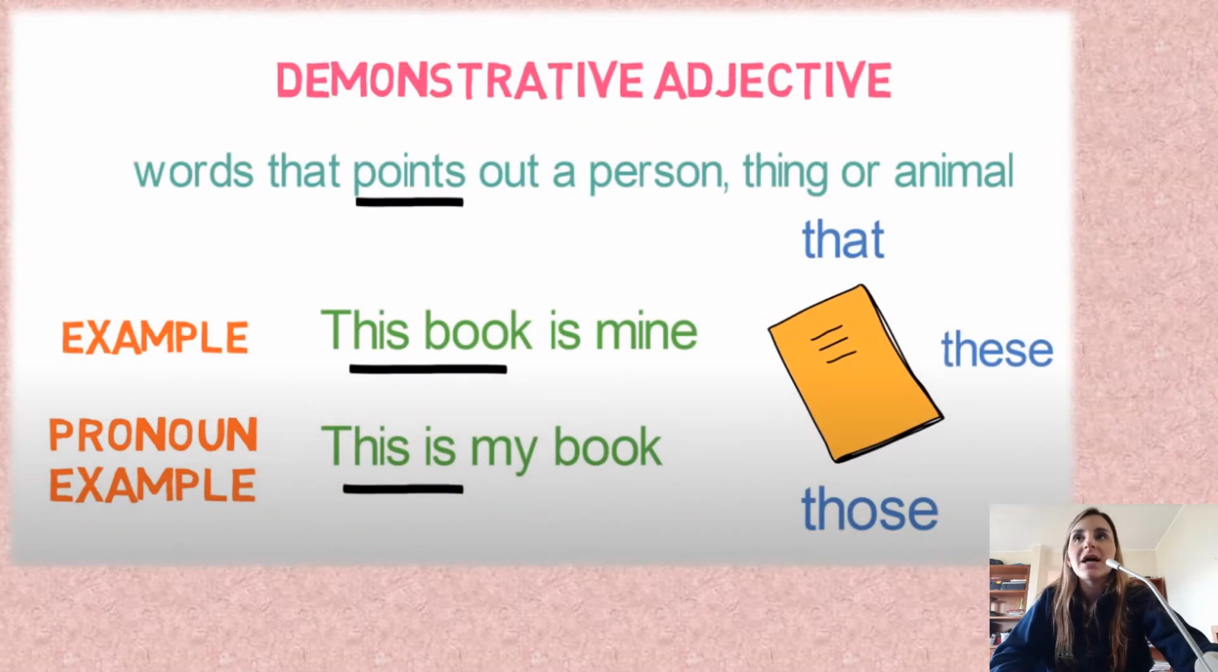Here we are going to study right now the demonstrative adjectives, words that point out a person, thing, or animal. That, this, those, or these. This book is mine. And the difference between demonstrative adjectives and pronouns is that in the pronoun example, you have: this is my book. So you are not using this to describe the book. So that's the difference, okay?